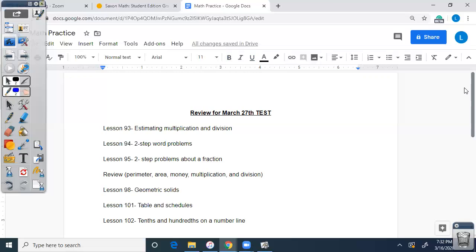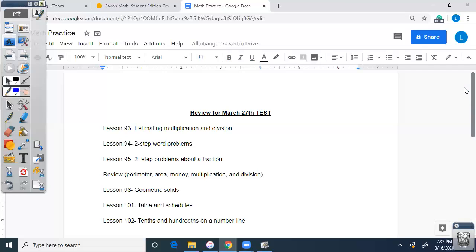This was one of the trickiest ones, so you might want to go back and watch this video before you take the test. It was two-step word problems about a fraction. So for example, I think one of them was how many people were wearing green vests or something like that. It said 2/3 of the 30 people were wearing green vests. So you had to figure out how much 1/3 was, and then you had to do 1/3 plus 1/3 to figure out 2/3. So that was an example. If you don't remember how to do those, then you need to go and watch that video on lesson 95.